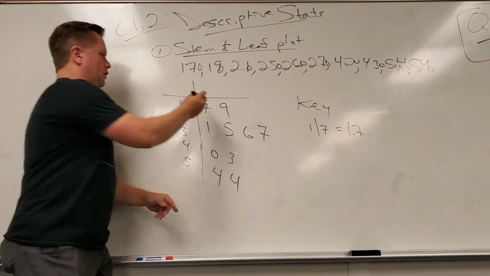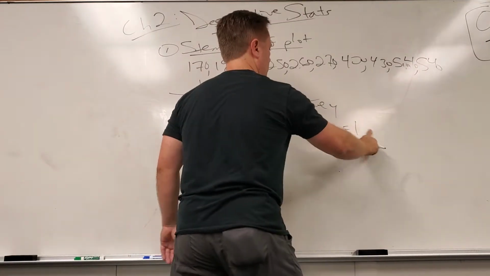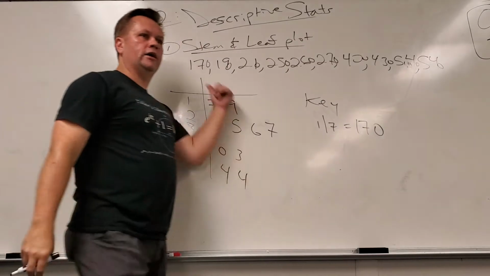So what if it was 170, 190, 210, 250, 260, 270, 400, 430, 540? This would look exactly the same, because there's no reason, you could put 79, there's no reason to though. What would I put for 17 now? Add a 0. Yeah, it means that. Now I know how to read all of this, see?